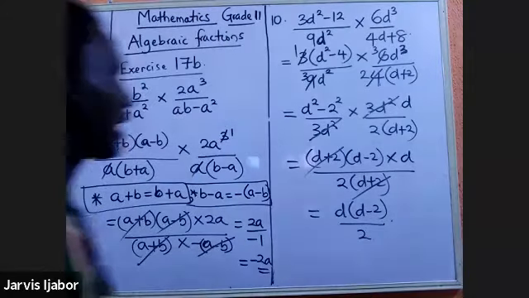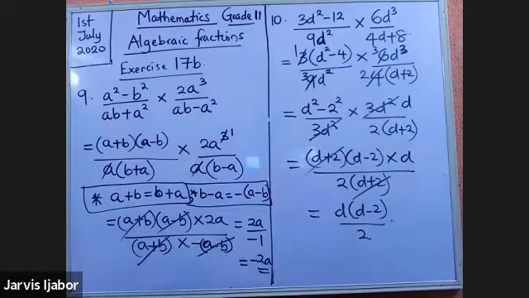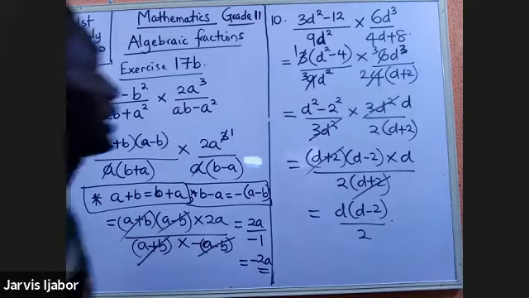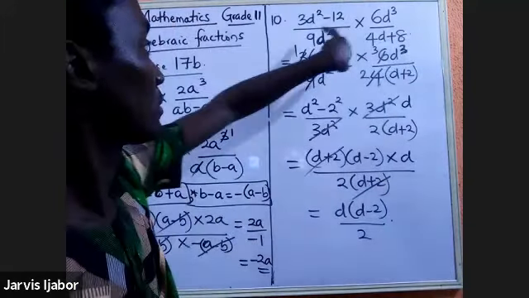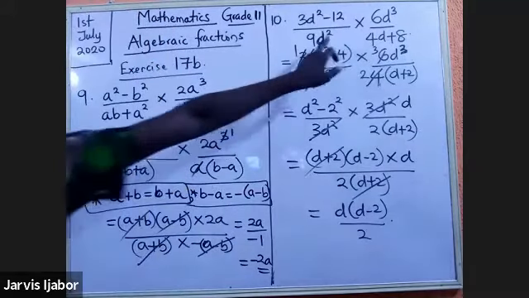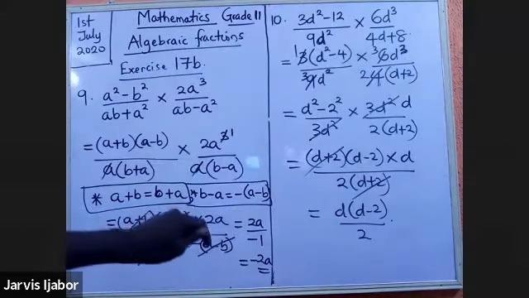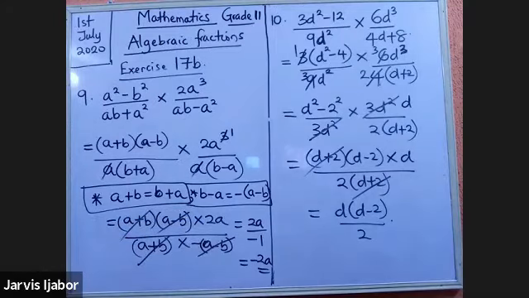So let me do a quick check on the question to be sure that I have not made any mistake. Now let's check D cubed. All right. This is 9D squared. All right, I think I'm right with that.